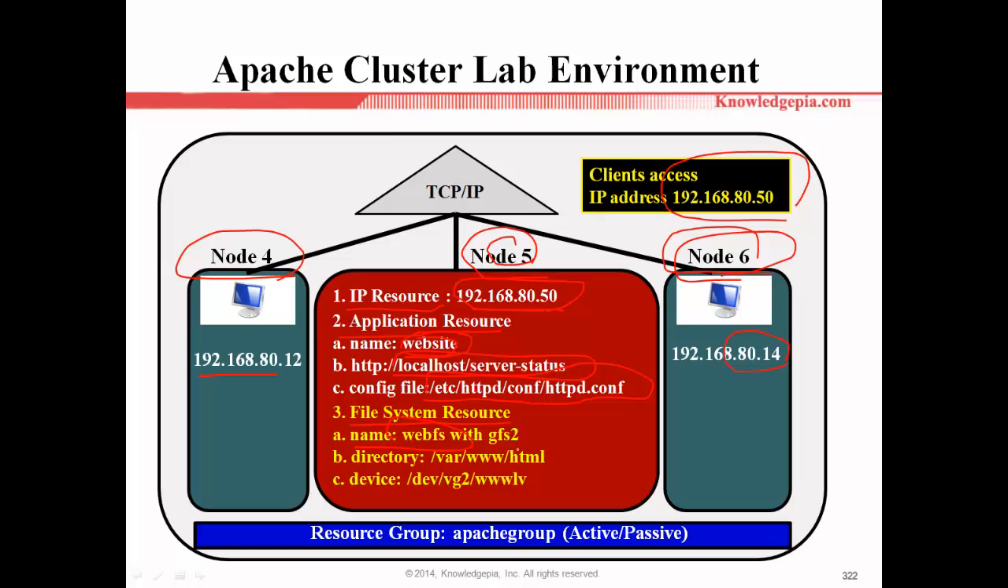This webfs file system will use GFS2, for the directory /var/www/html. The device, in my case, will be /dev/vg2/www_lv. For testing the Apache cluster, we need to create these three resources, but especially number 1 and number 2, which are needed only for active and passive mode. The file system resource, number 3, is needed for active and active mode.